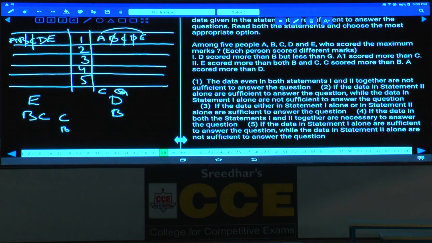Next one, A scored more than D. As A scored more than D, D cannot be the highest. Then what is your answer here? Either A or E can be the highest. If you combine these 2, also either A or E can be the highest because there is no information given between A and E. Hence even by combining these 2 we cannot determine the answer. The data in both the statements together is not sufficient, that is choice 1. Question number 38, choice 1 is the answer.